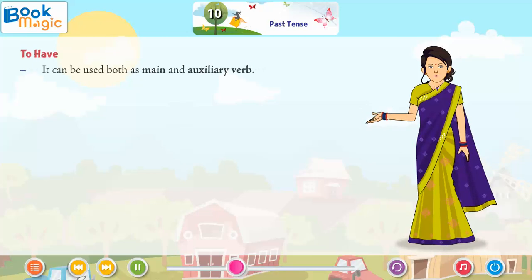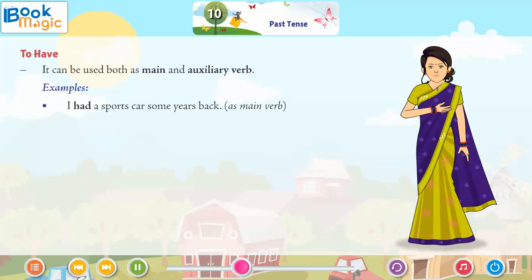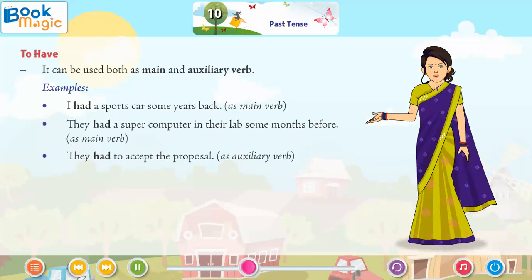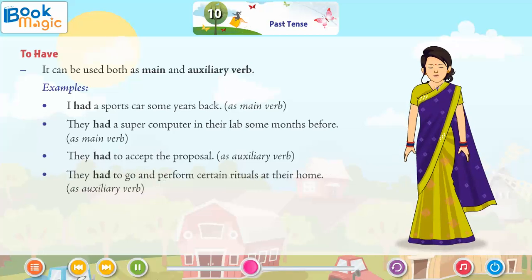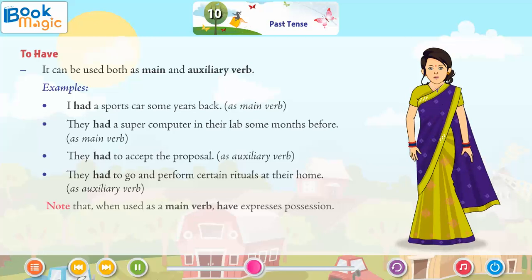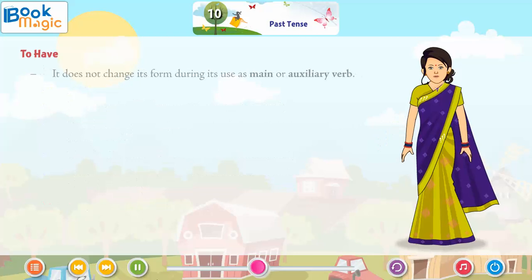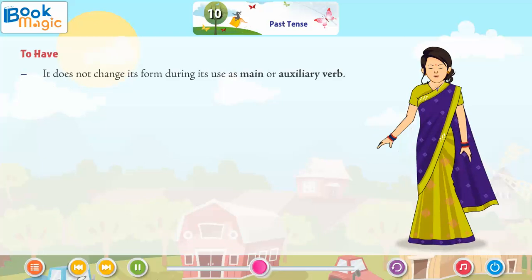To have. It can be used both as main and auxiliary verb. Examples: I had a sports car some years back, as main verb. They had a supercomputer in their lab some months before, as main verb. They had to accept the proposal, as auxiliary verb. They had to go and perform certain rituals at their home, as auxiliary verb. Note that when used as a main verb, have expresses possession. It does not change its form during its use as main or auxiliary verb.